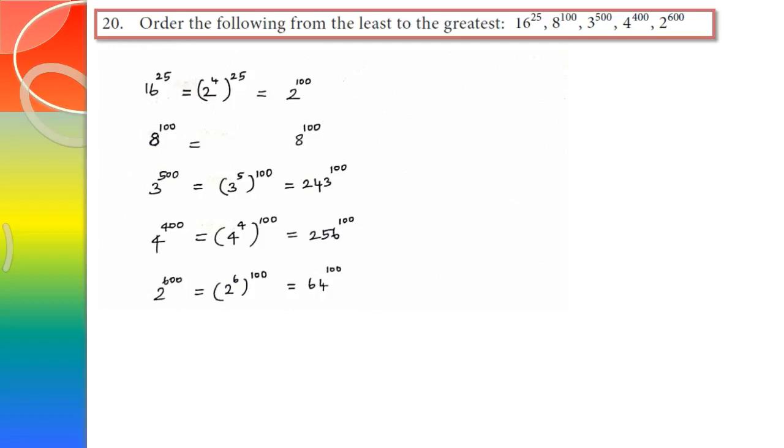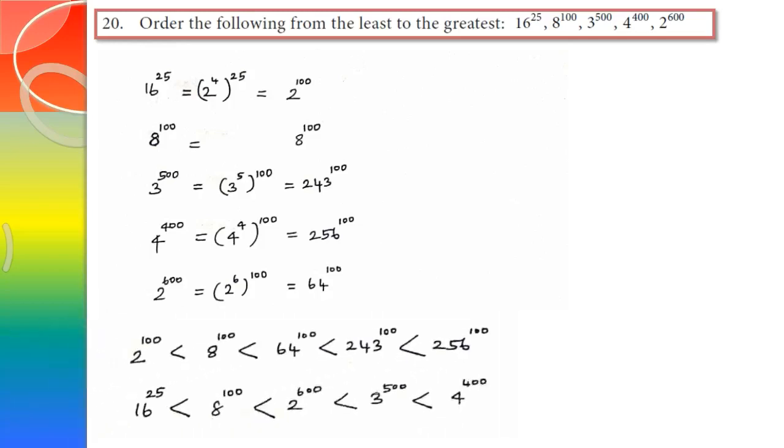The powers are all the same, so we arrange the base values in ascending order. 2 power 100 is less than 8 power 100, which is less than 64 power 100, 243 power 100, 256 power 100. Write the equivalent values from the question: 16 power 25 is less than 8 power 100, which is less than 2 power 600, which is less than 3 power 500, which is less than 4 power 400. That is the answer.